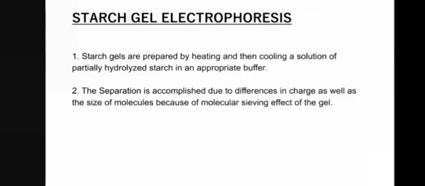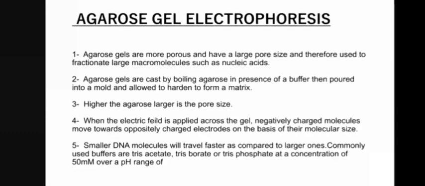The second type of electrophoresis is starch gel electrophoresis. Starch gels are prepared by heating and then cooling a solution of partially hydrolyzed starch in an appropriate buffer. The separation is accomplished due to difference in charge as well as the size of molecules because of the molecular sieving effect of the gel.